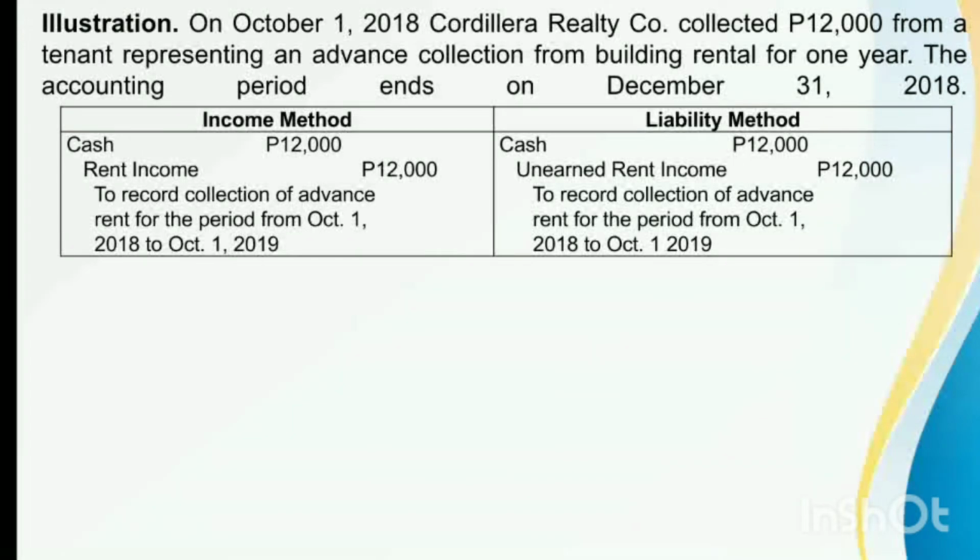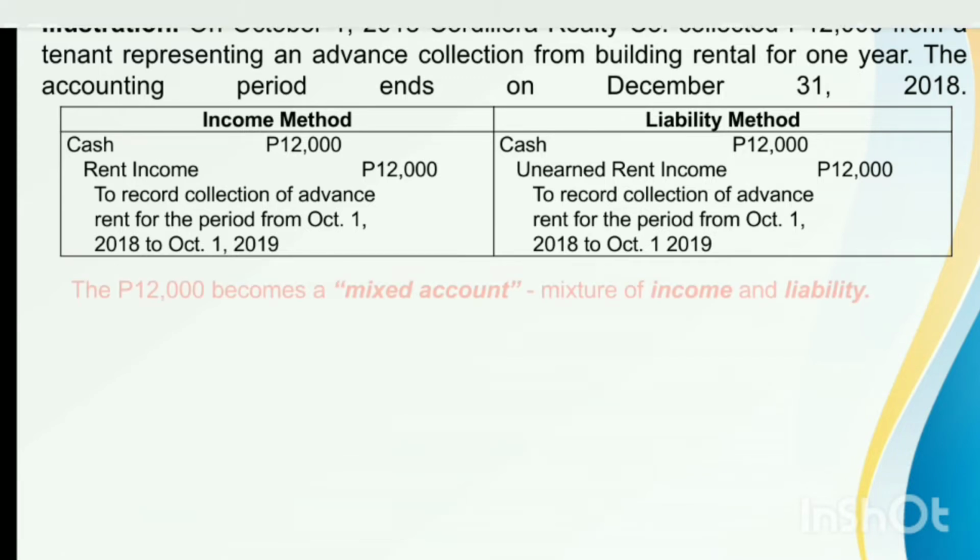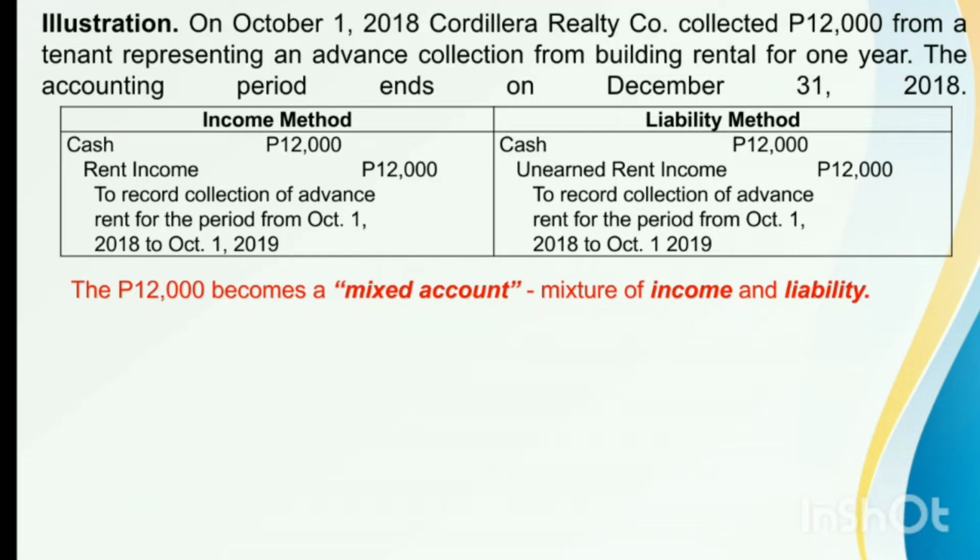As a result, mali din yung financial statements. So, kailangan talaga makapag-prepare ng adjusting entries in order to correct the balances. Kasi in reality, the 12,000 pesos, it's not only rent income. It's not only unearned rent income. The 12,000 pesos becomes a mixture of accounts. So, there's a portion there that is already earned and there's a portion that is still unearned. So, it's a mixture of income and liability.